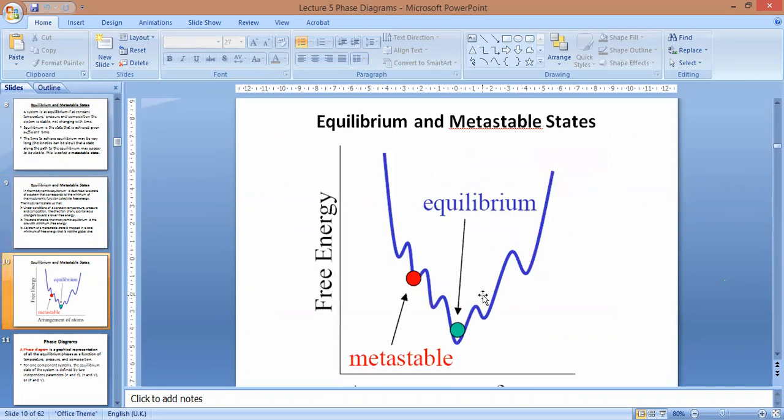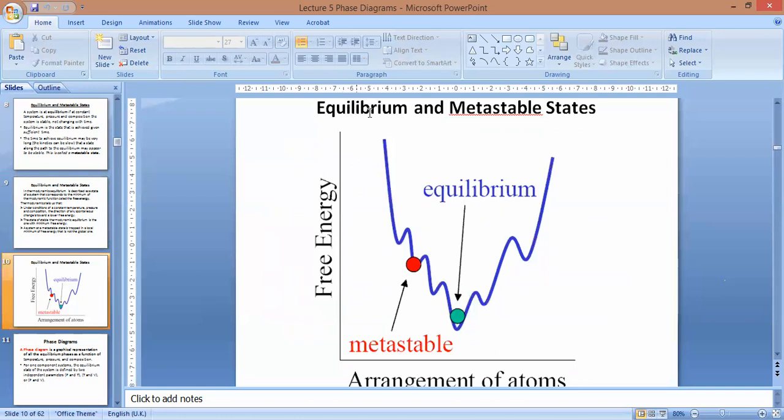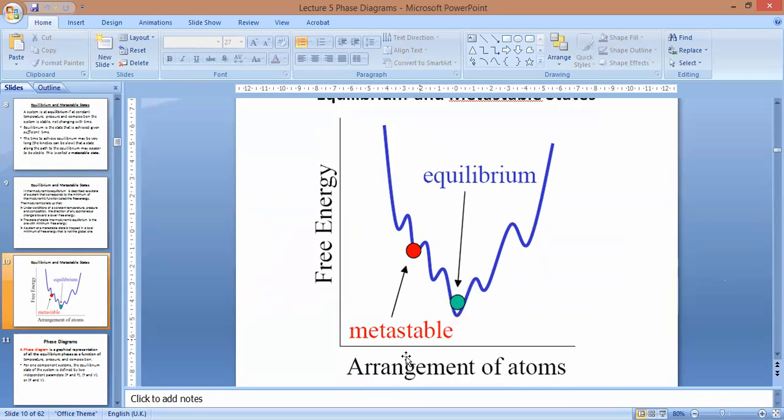So this is an illustration. We've seen this earlier, I think. Equilibrium and metastable states. So the law of free energy is the lower energy, that's where you have equilibrium. So the arrangement of atoms, and this is your free energy. Where your energy is at its lowest, that state is known as equilibrium.